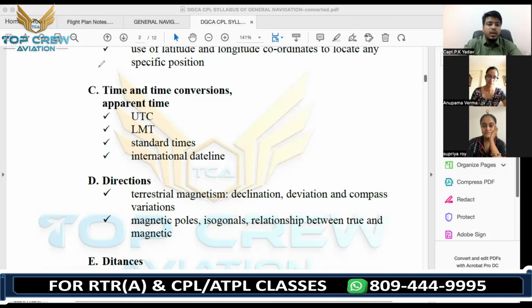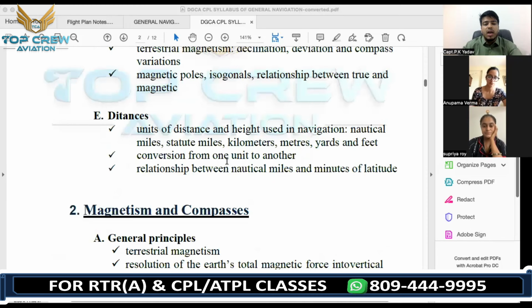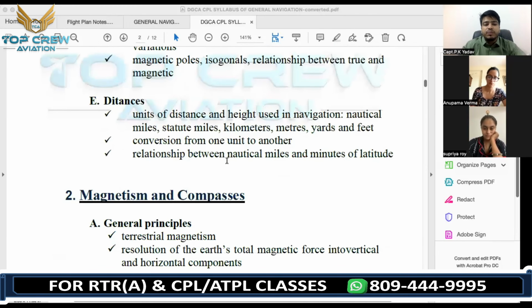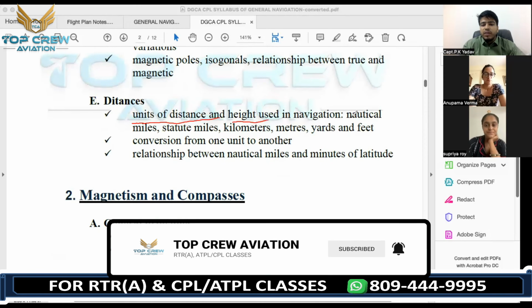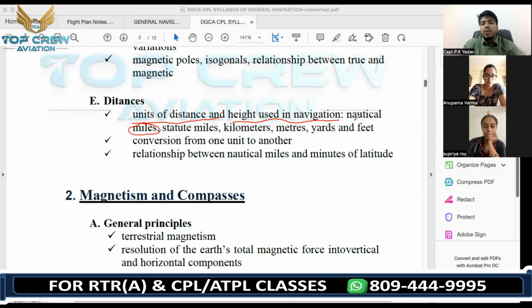So let's move ahead. Then distances. Now normally in our day-to-day life we use kilometers, right? But in aviation our units are different. In navigation, we would use the nautical mile all the time. Like if you are coming from A and you're going to B, we do not say how many kilometers, we say how many nautical miles. So this is 30 nautical miles. Simple. The way we discuss kilometers, we use nautical miles here.